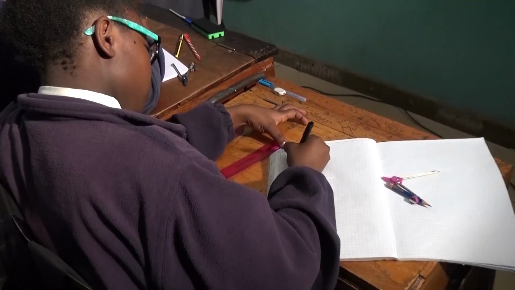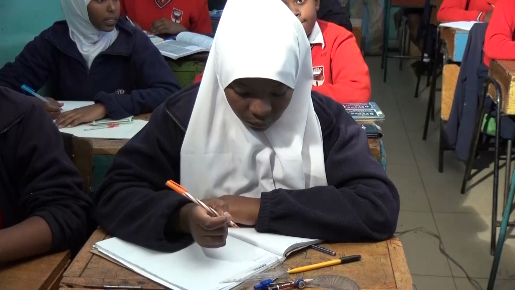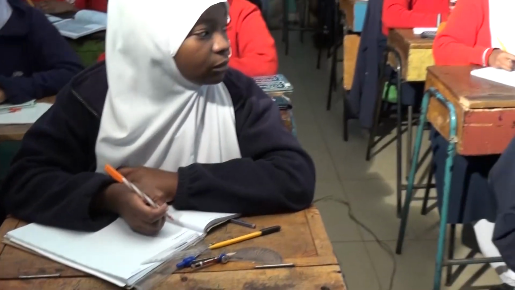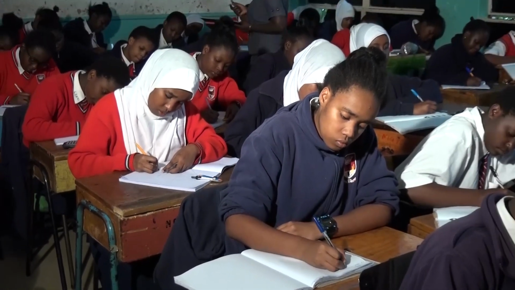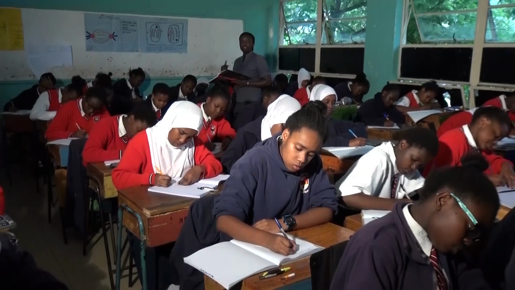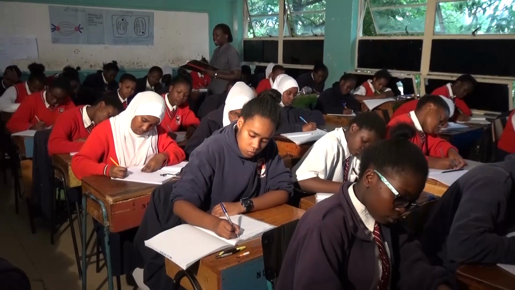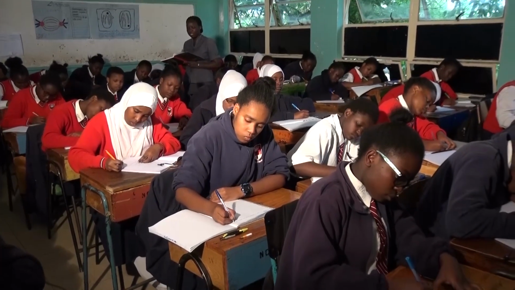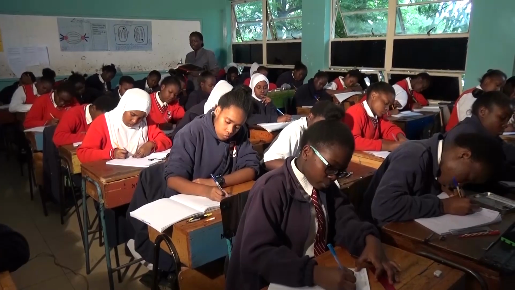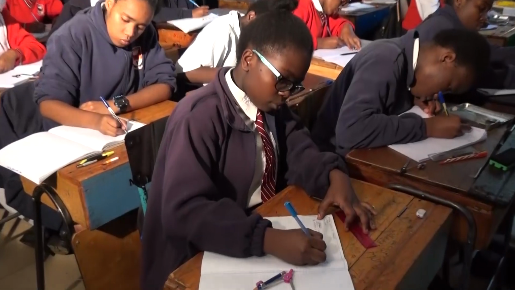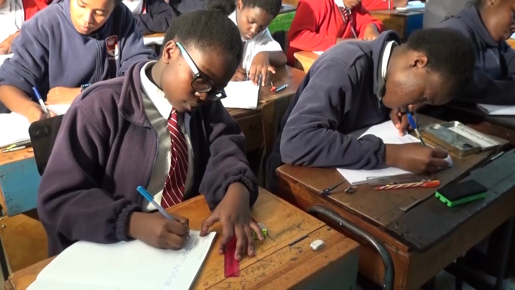Centroid. You write: a centroid is a point of intersection of the lines joining the midpoints of the sides of a triangle to the vertices of the triangle.